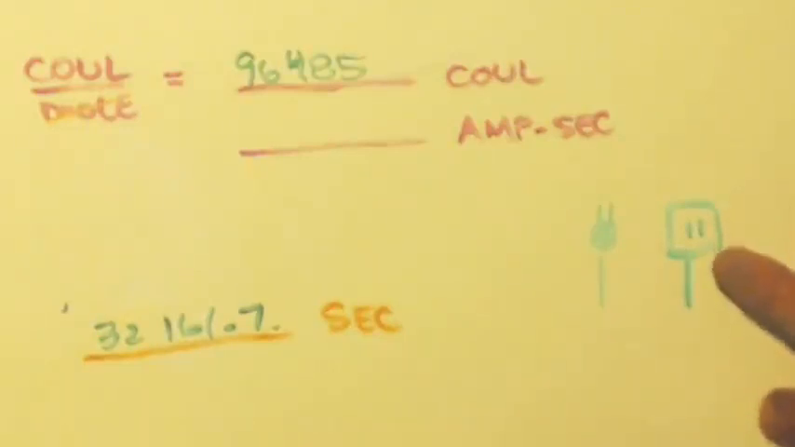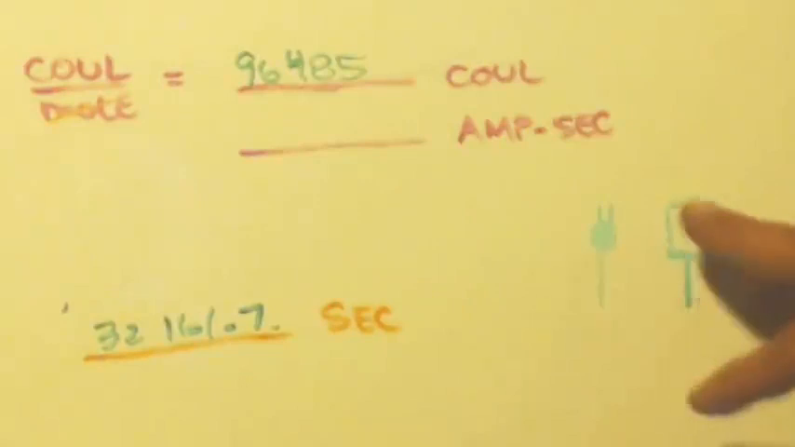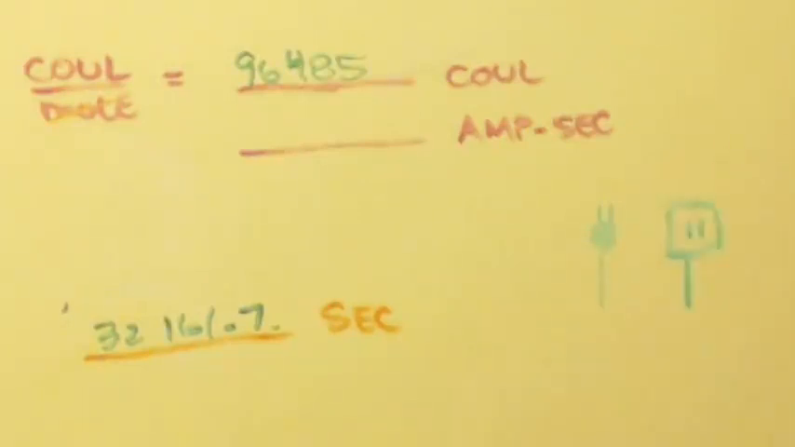But if you're just doing little stuff, you just want a gram of something, these might be good, especially if you put them in series to build up the voltage. So that way you can build up the amps. But I don't know. They're not really good unless you're just doing test tube stuff. So anyways, that's basically the whole thing about Faraday's constant.